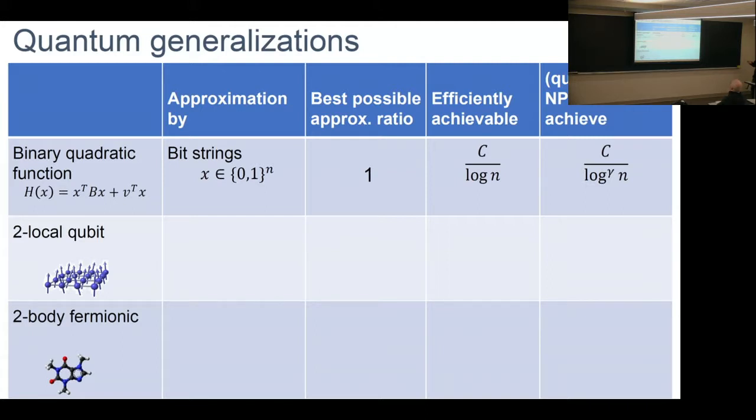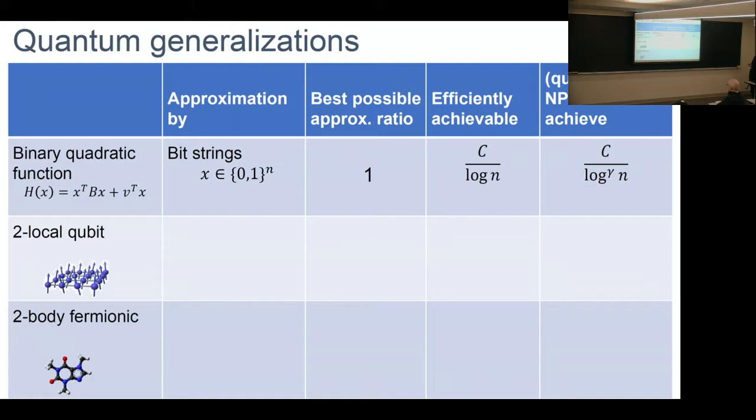We know that a constant over log n is efficiently achievable, and it's hard to achieve a constant over log n to some power. Yes? So it's plus minus 1, right? Oh, yes, sorry, it should be plus minus 1. Thank you. Okay, so now we want to talk about qubit systems and then fermionic systems.